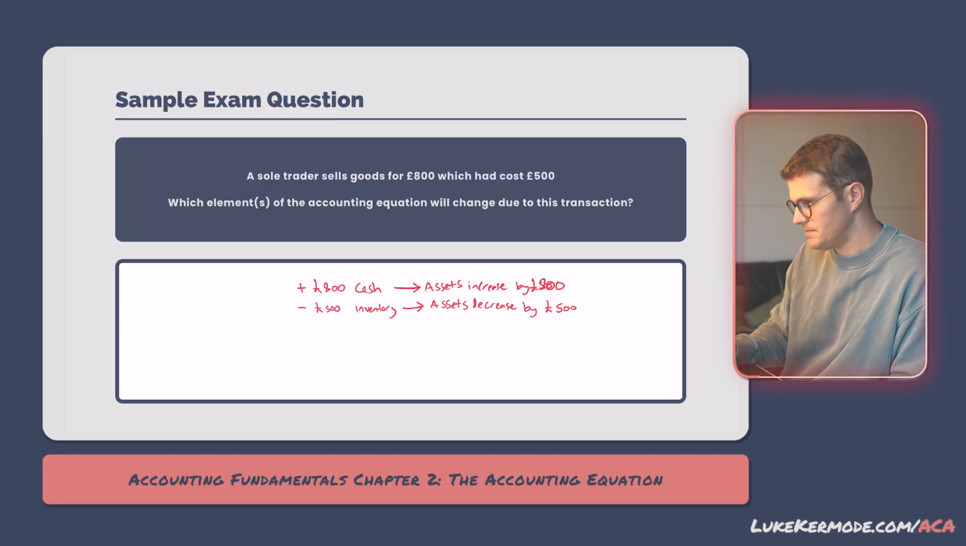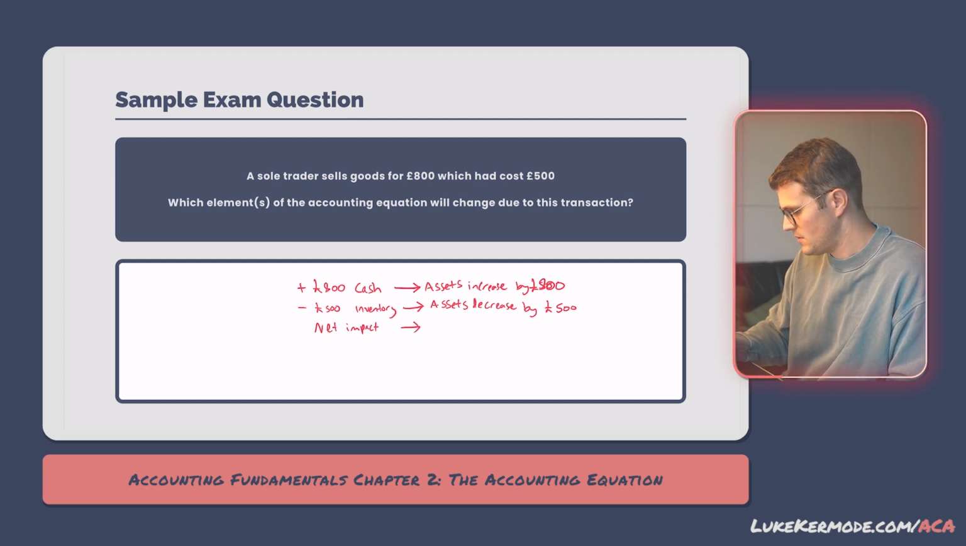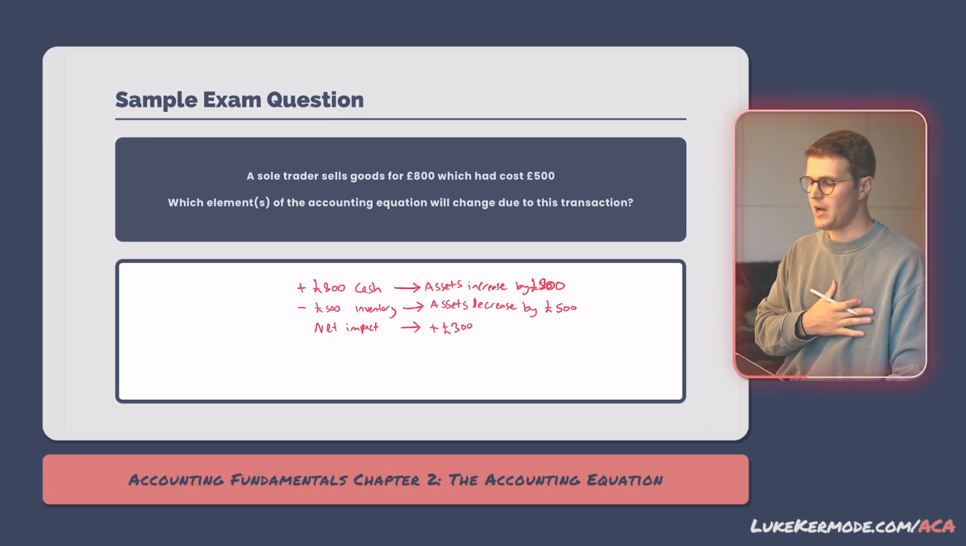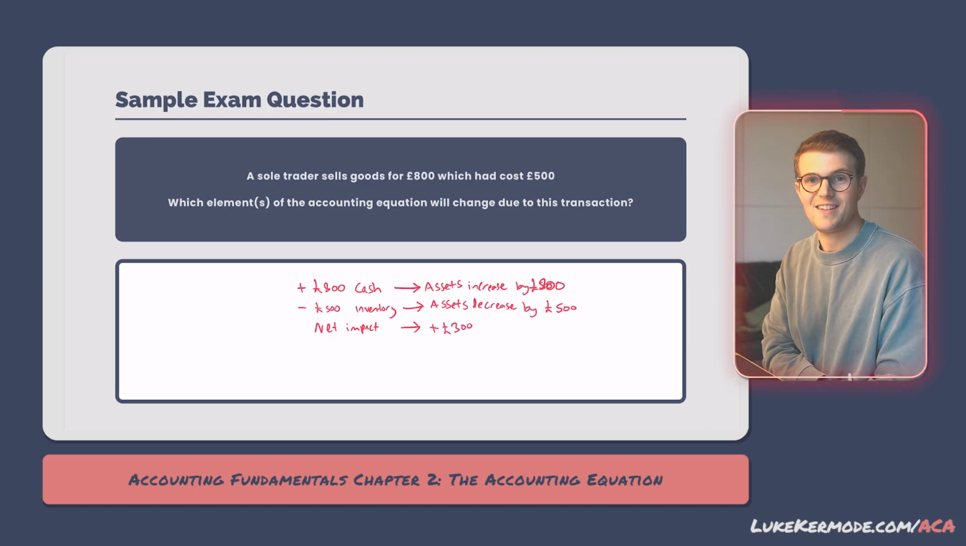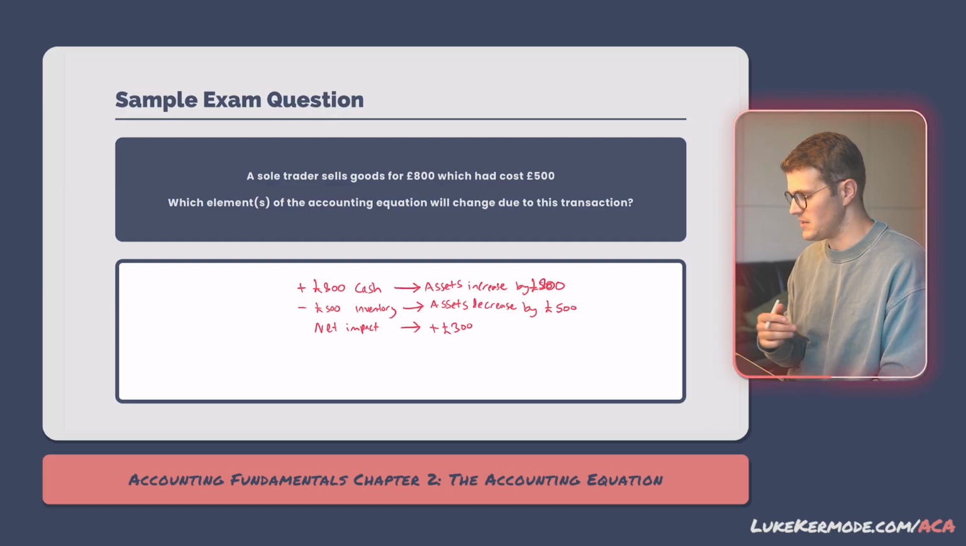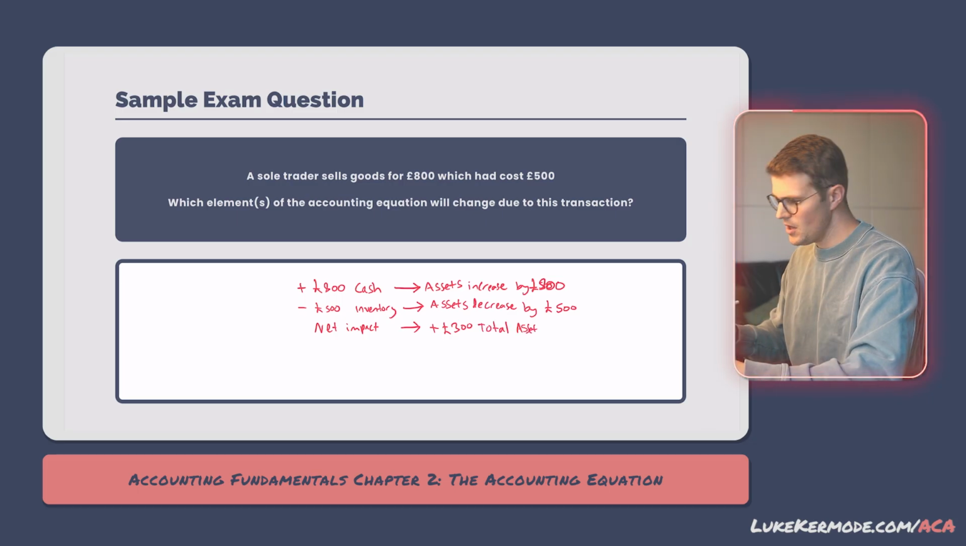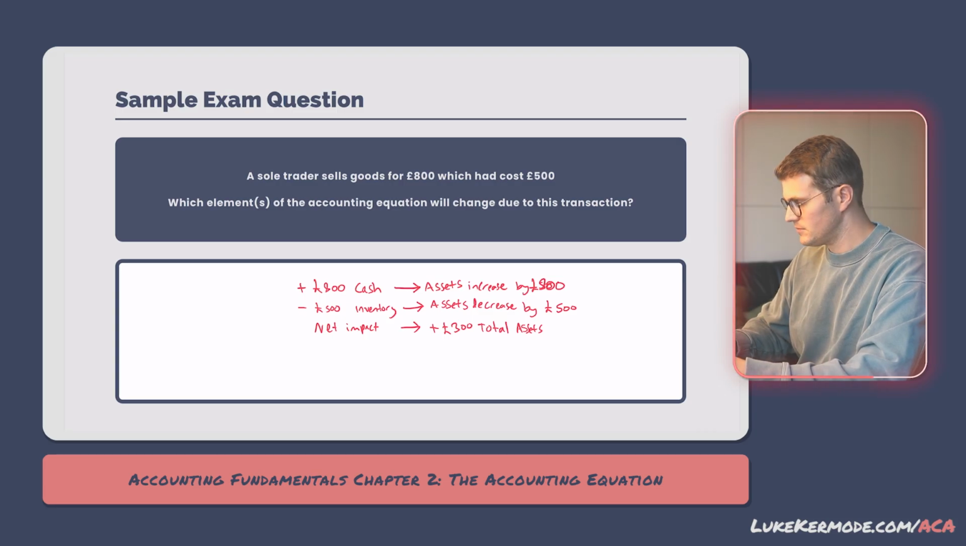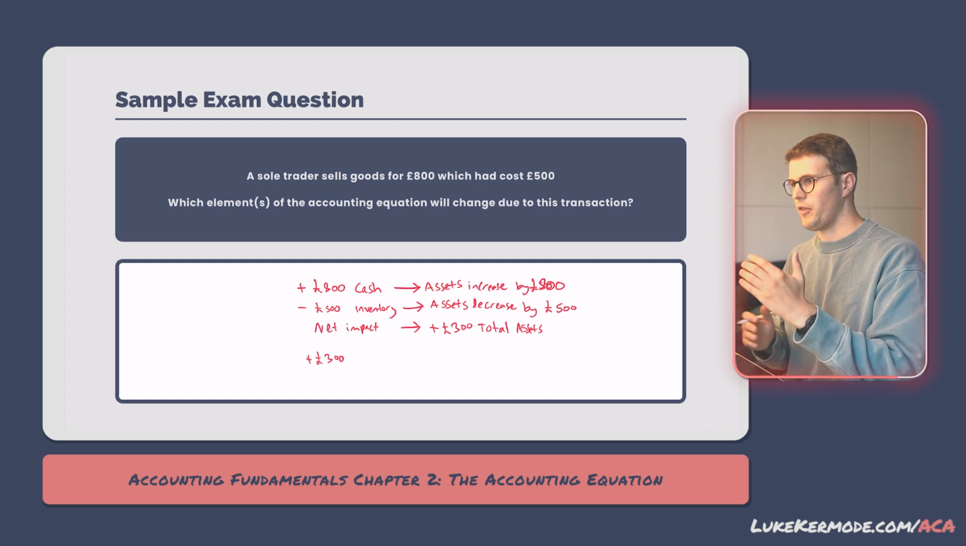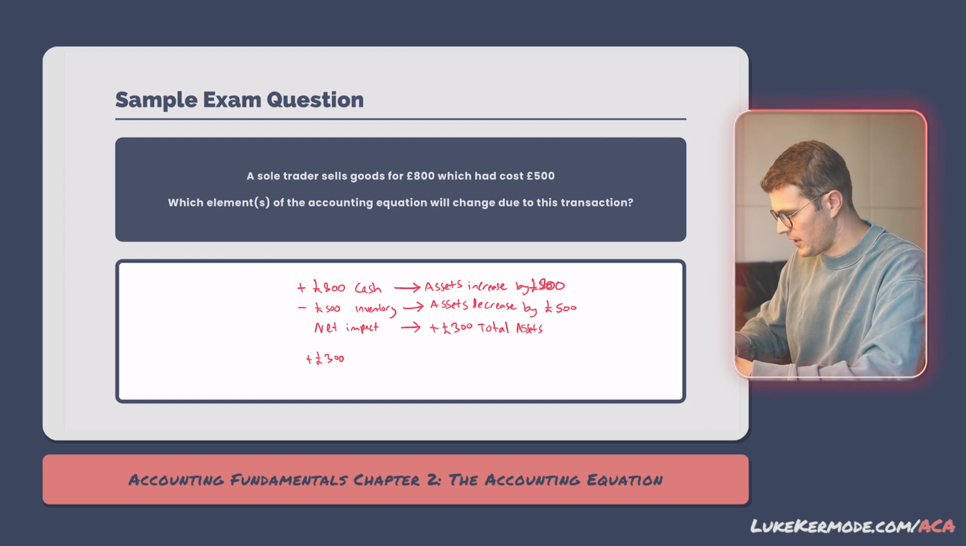The net impact on assets is an increase by 300. So we had an increase of £800 because cash has gone up by £800, but we've had a decrease of £500 because inventory's left the business. So the net impact on assets is plus £300. But this also creates a profit of £300. That's the difference between what the goods were sold for and what they cost. Again, the £800 minus the £500.